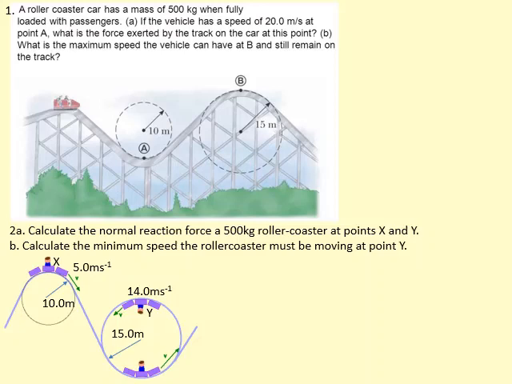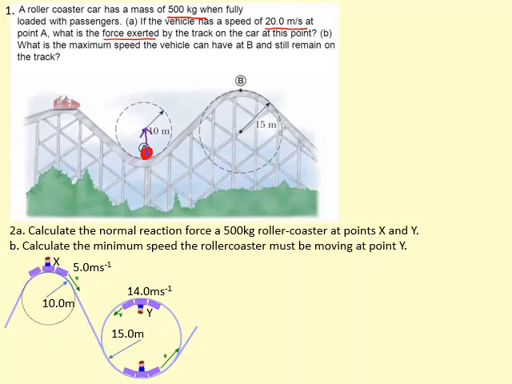Okay, so we have a roller coaster of 500 kilograms moving at a speed of 20 meters per second at point A here. We want to find the force exerted by the track. So here, if we draw the roller coaster there, the resultant force has to be towards the center of the circle. And this is going to be provided mainly by the normal reaction force.